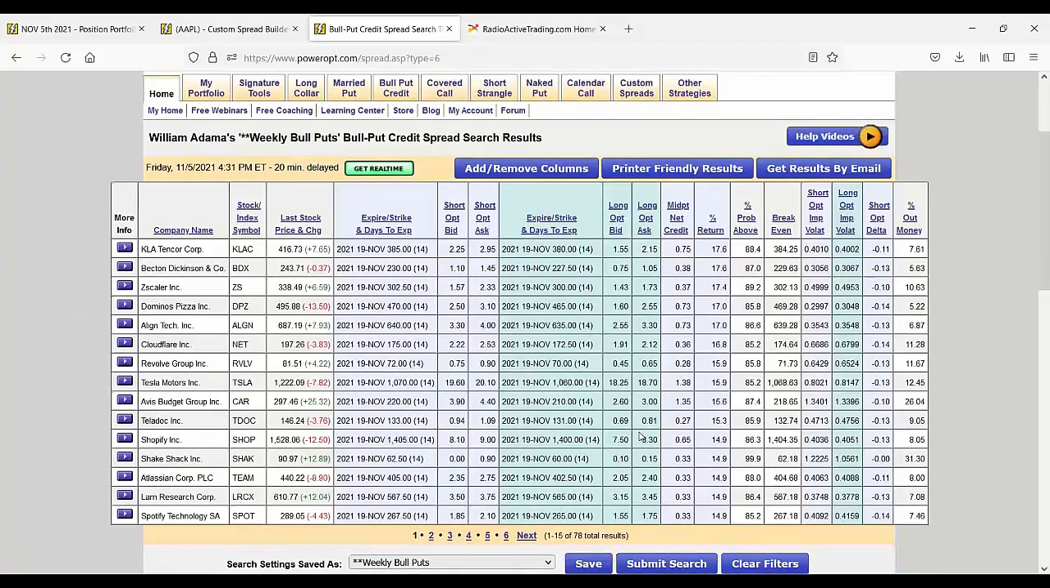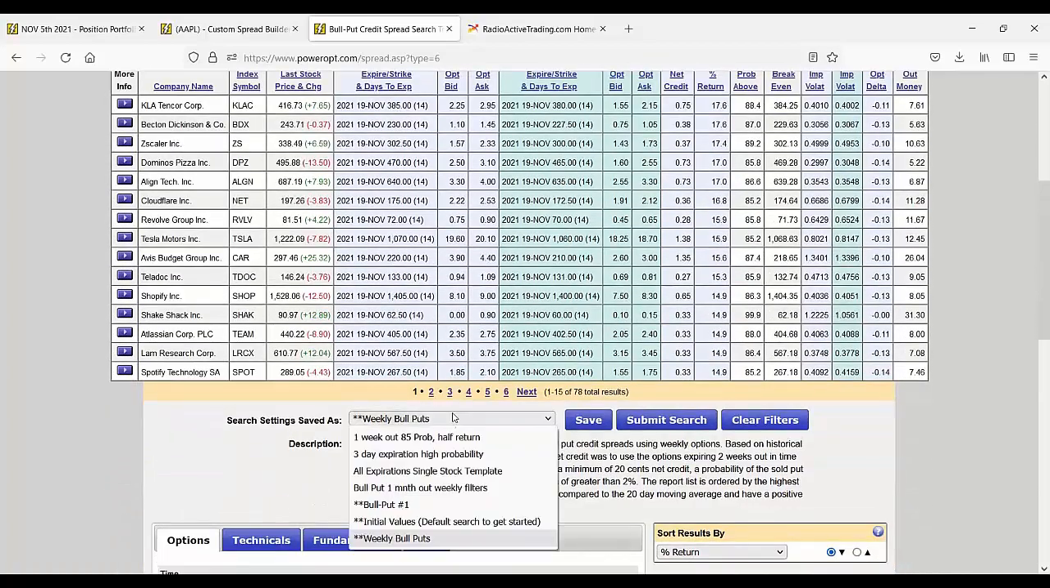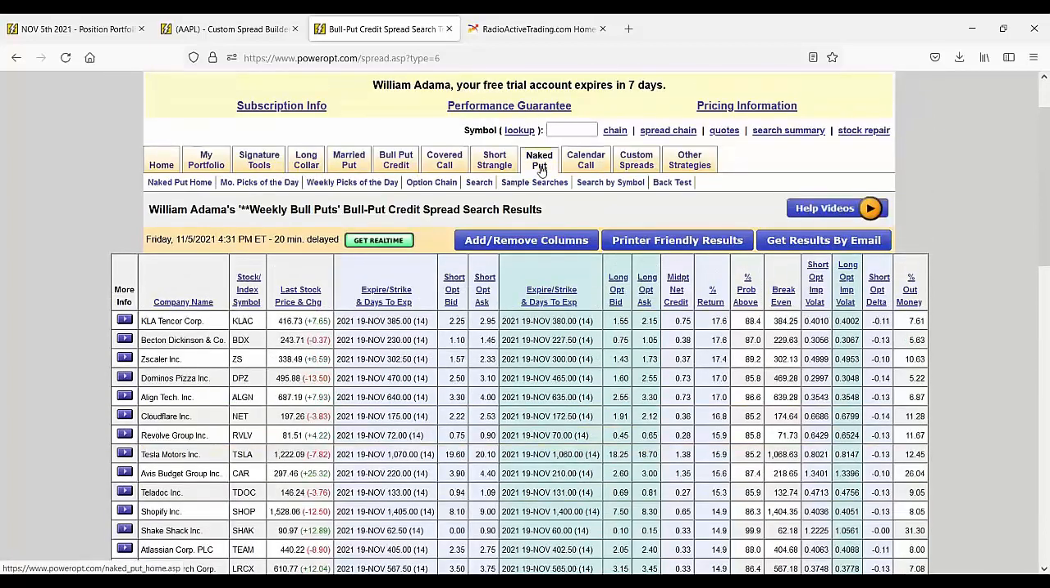Anyway, I'm sorry, David C. Now, as I mentioned, there's defaults in here too. The bull put number one is more out of the money, more conservative, I'd say. And initial values is just a real basic starting point looking for a good probability and a good return ratio. But in each strategy, David C., we also have what's called sample searches.